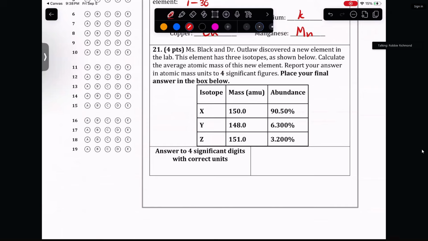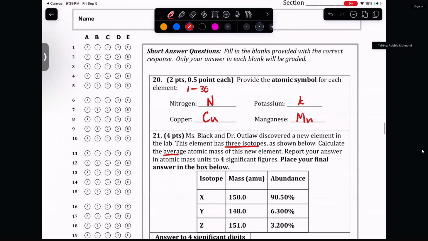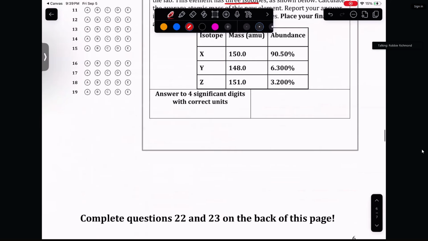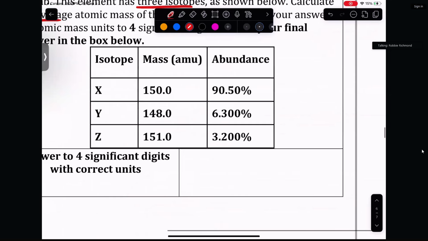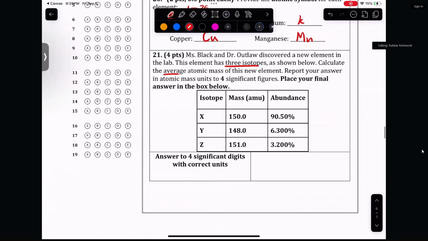21. Mrs. Black and Dr. Outlaw discovered a new element in lab. This element has 3 isotopes. As shown below, calculate the average atomic mass of this new element. Report your answer in atomic mass units to 4 sig figs. So this one, you don't have to show your work because it is a short answer question, so you only fill the blanks, but this one you will have to put in some work. And you're given a specific amount of isotopes and percent abundance.